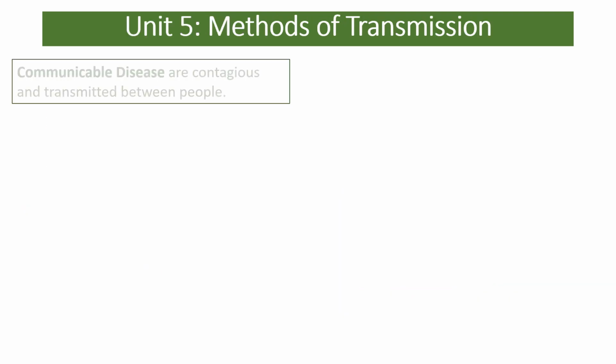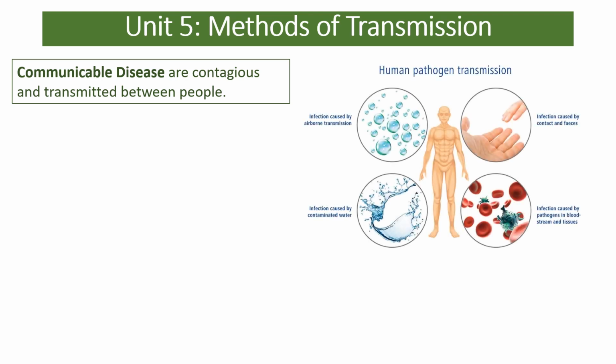So then, how do diseases spread? Communicable diseases are contagious and are transmitted between people. So we're mainly focusing on people here, and there are lots of different ways diseases can spread. You always need to try and link this to the disease, so don't automatically say coughing and sneezing. If it's a disease like sickness, that'll be through contact or through not washing your hands and things like that.